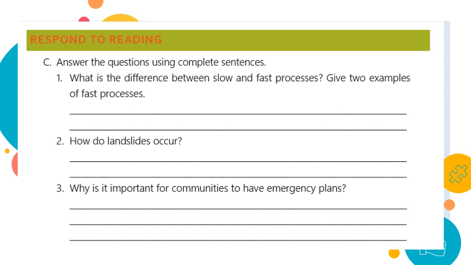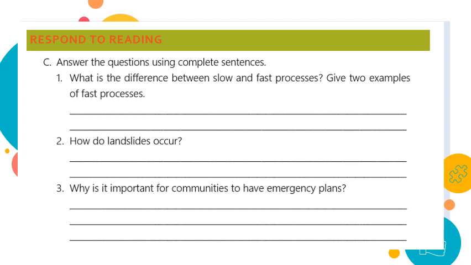Respond to reading. Now exercise C is based on the second part of your reading lesson. These questions are based on what you understood from this part. Answer the questions using complete sentences. They are simple and easy and direct. Number 1, what is the difference between slow and fast processes? What's the difference between them?